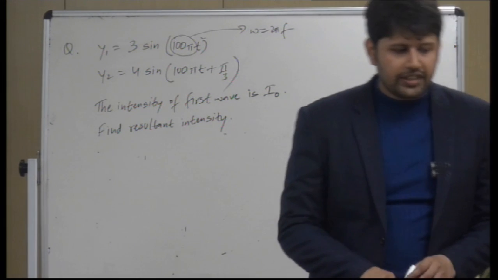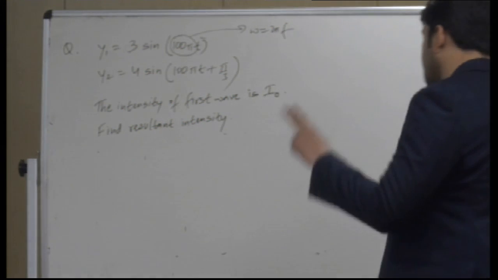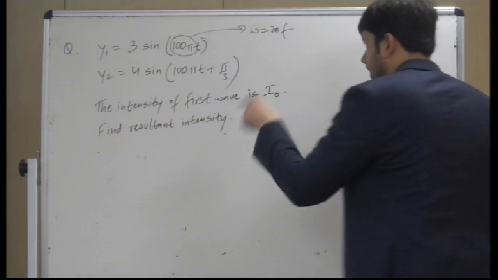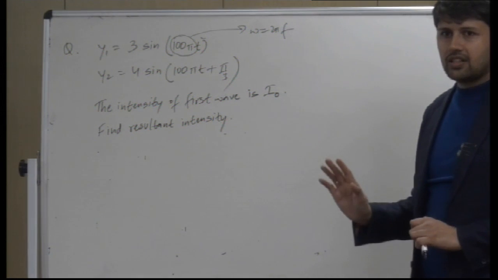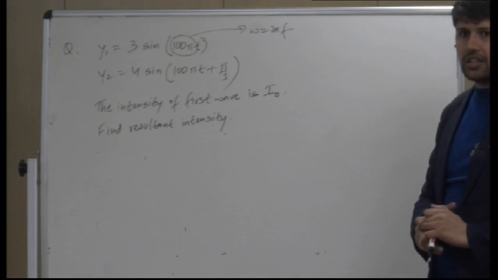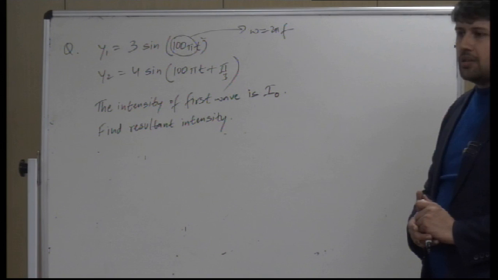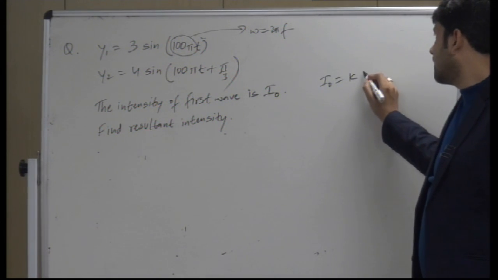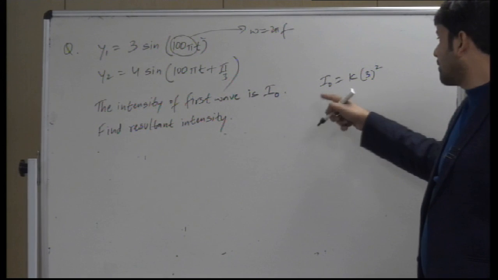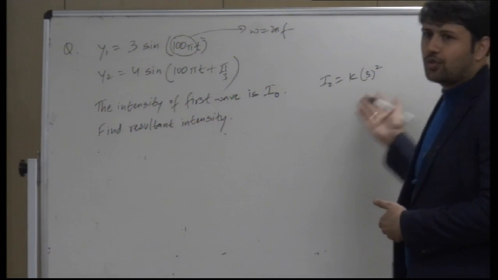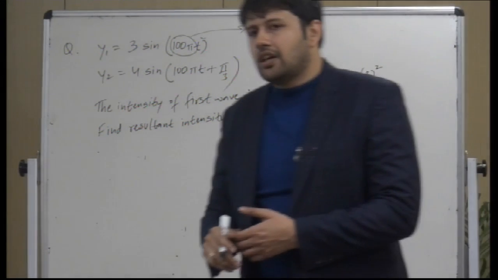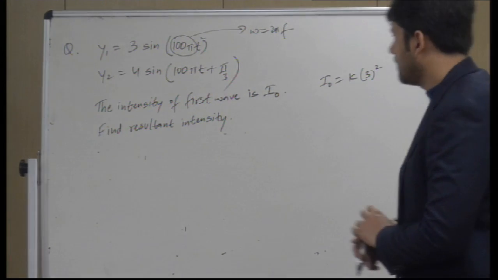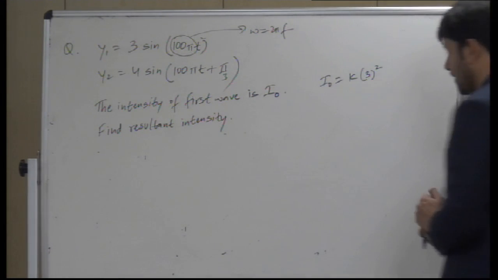Okay, you have to find the resultant intensity. The intensity of the second wave is not given, but you can still calculate it. You can calculate it because I naught can be written as k into 3 square, so you can write I2 as k into 4 square. And you can write I2 in terms of I1, right? So please solve.